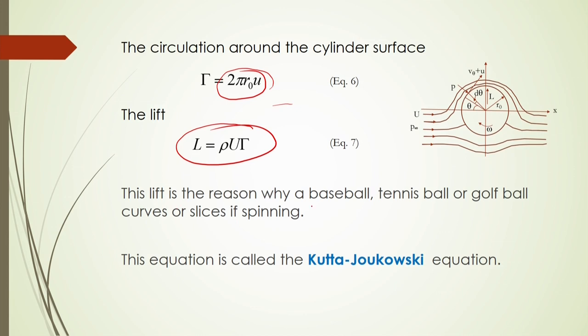This lift is the reason baseballs, tennis balls or golf balls curve or slice if they are spinning. This equation number 7 is called the Kutta-Zhukovsky equation, from which you can calculate the lift force if you know the circulation of the flow around the cylinder surface and the free stream velocity.